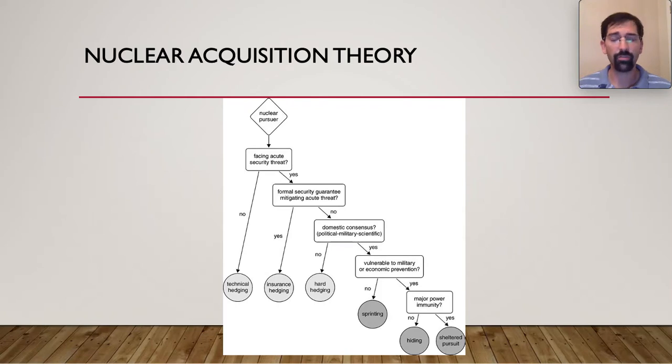And then each of the boxes that lead to that in the decision tree tell us a key variable that we want to investigate. Are you facing an acute security threat? Well, if you're not, you can do technical hedging. Do you have security guarantees? Do you have domestic consensus? Vulnerability to military economic prevention? And then finally, what's the role of a major power? So answering each one of those effects gives you a different outcome in the decision tree.